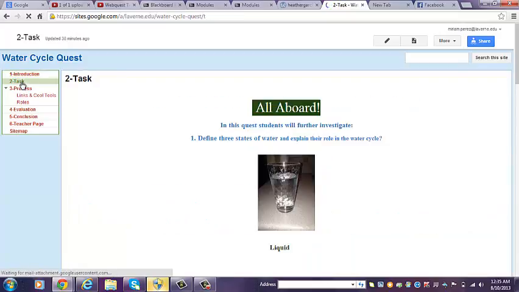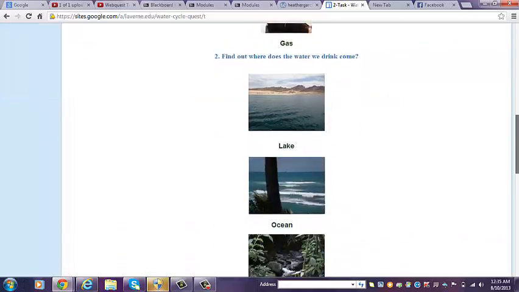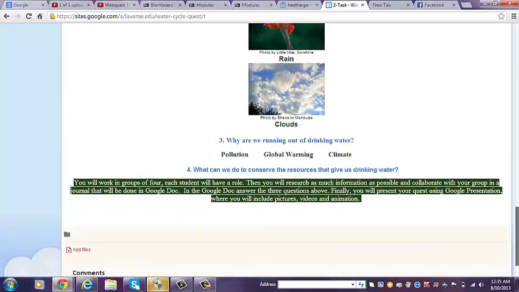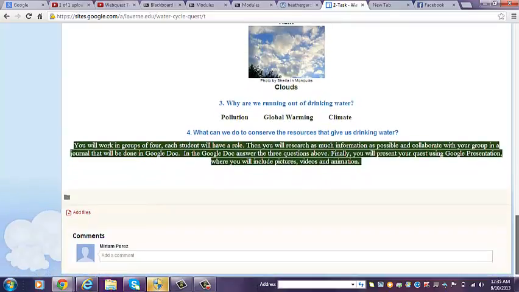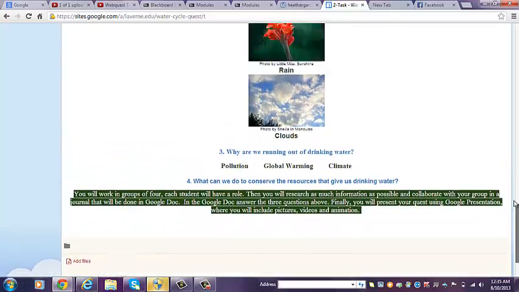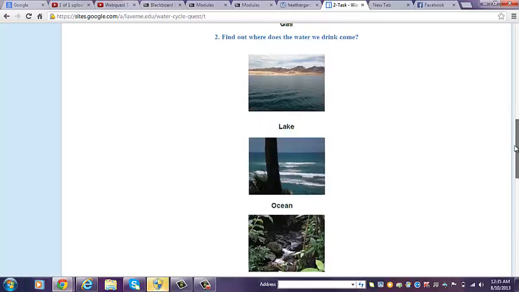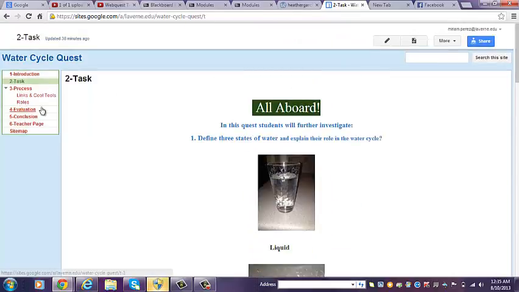Next, on the task page, I discuss what students will be investigating on the Water Cycle Quest and provide a brief description of what students will be doing. I also provide 3 questions that students will be working on. One is define the 3 states of water and explain their role in the water cycle.